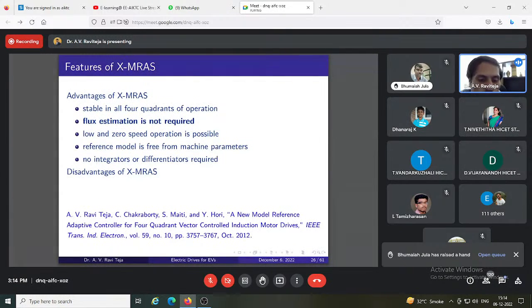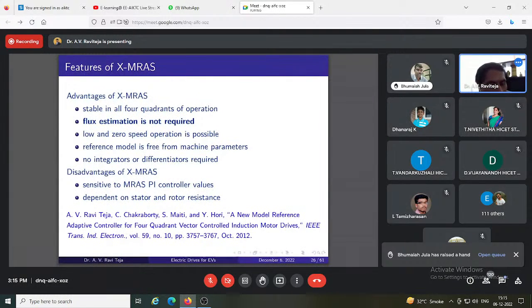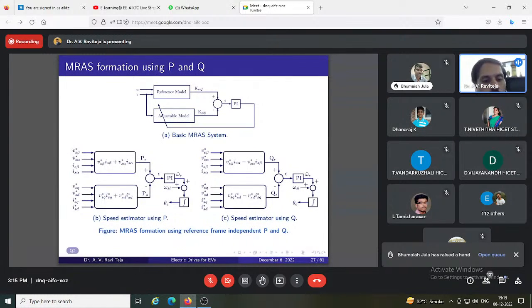No integrators or differentiators are used. A drawback of this algorithm is how to design proper PI controllers which are not sensitive to the MRAS. And it is also dependent on stator and rotor resistance. So if these parameters vary due to heating or other effects, then the estimation does suffer. So for that, we further proposed an active power P, reactive power Q based MRAS with these structures, to improve the speed estimation further.